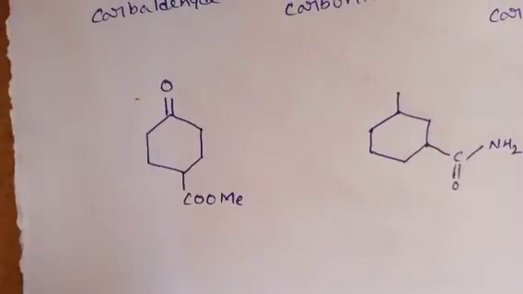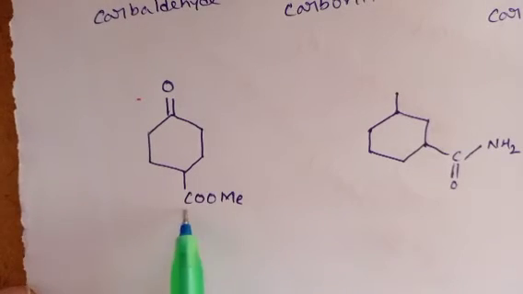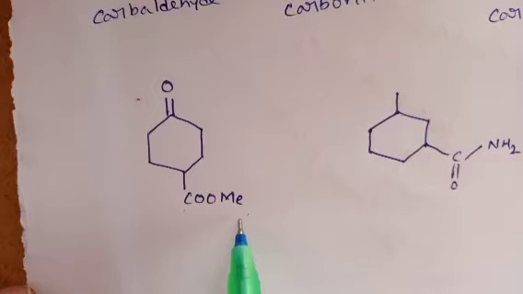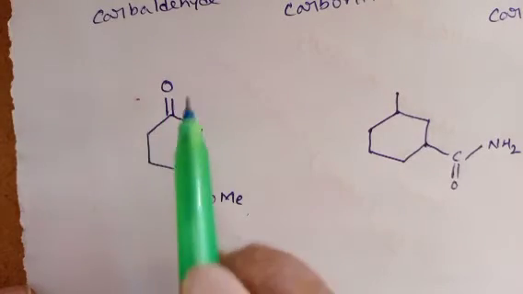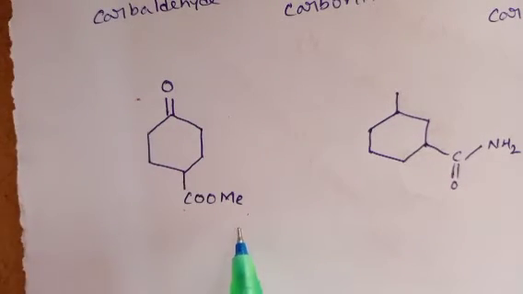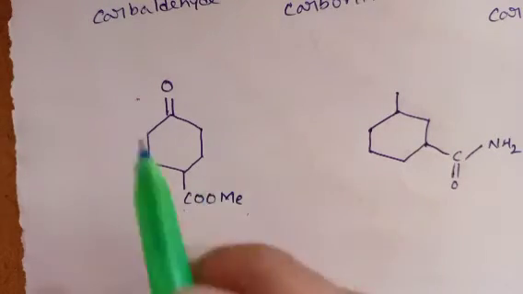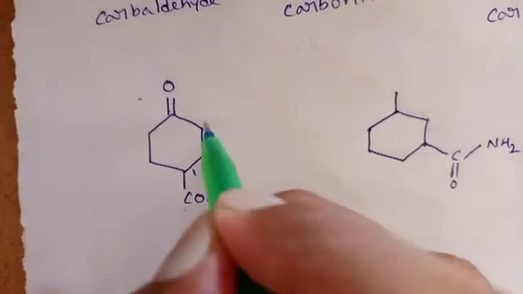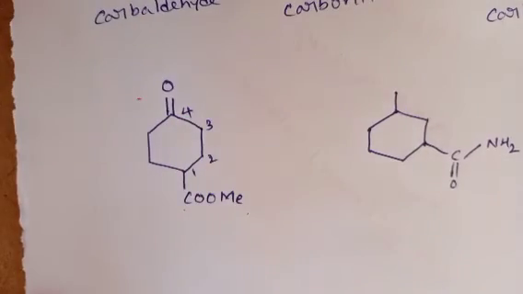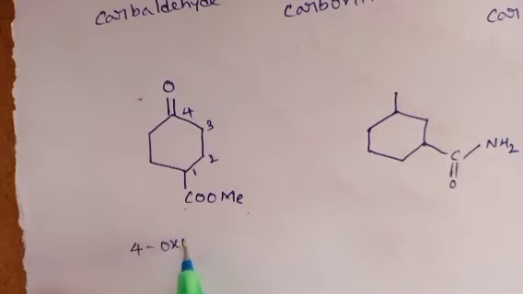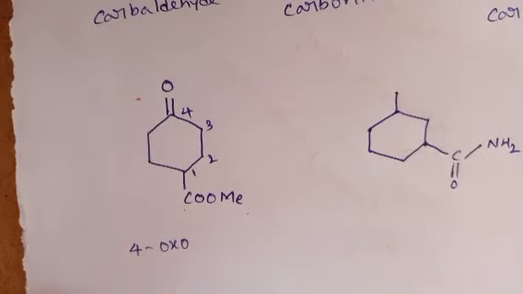Next example. This also contains two functional groups. One is COOMe. COOMe means COOR type, ester. And this is C double bond O, ketone. But in priority order, this functional group comes first. Based on this, give the numbering: 1, 2, 3, 4. At the fourth position, oxo is present. Completed.